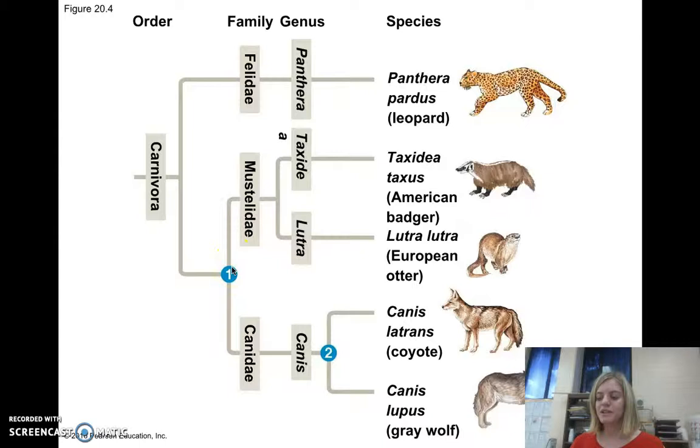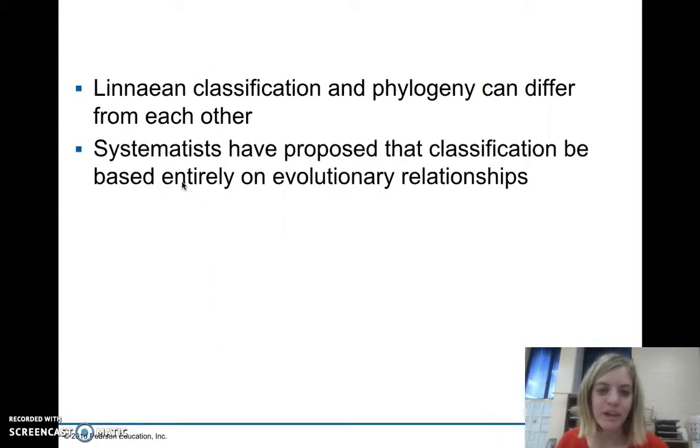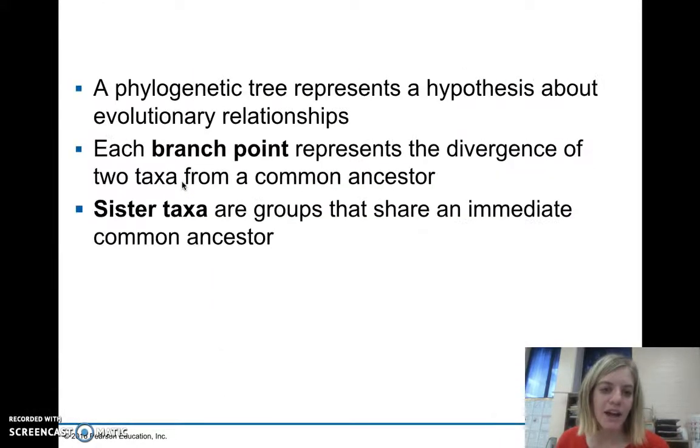And then if we were to ask where is the common ancestor of all carnivores, it would be all the way up here, because you can see over here we branch off into the felines, we get some badgers and otters from over here, and then finally the canines. So the common ancestor for all of the carnivores is here. So that's our branch point.